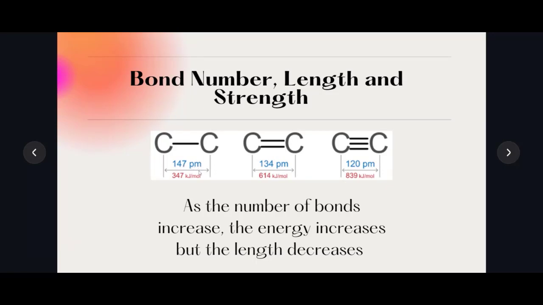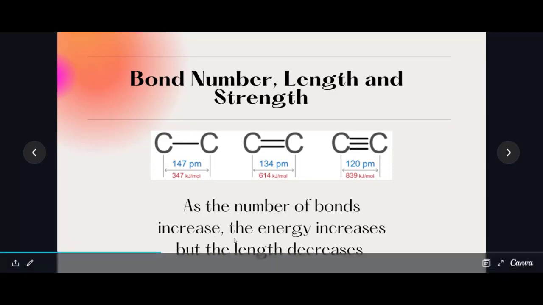Well, you can think of it as if you have more energy for a bond, that means those atoms are very close to each other. And the reason why it's so strong is because the force that the electrons exert on each other is really strong when they're close to each other. So usually as the number of bonds increases, the energy increases, but the length decreases.